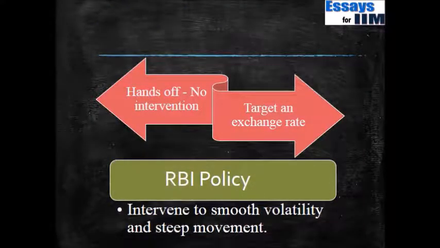Now, as far as currency fluctuations are concerned, what can any central bank do? What is the policy spectrum? On this slide, you can see that towards the left of the spectrum is a hands-off approach.